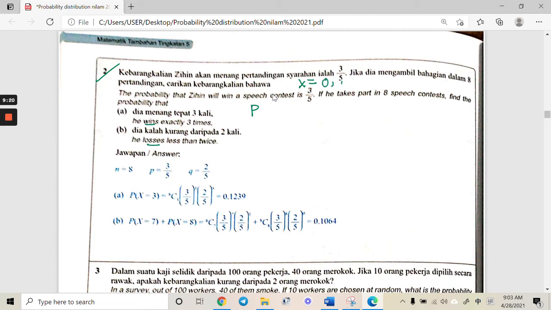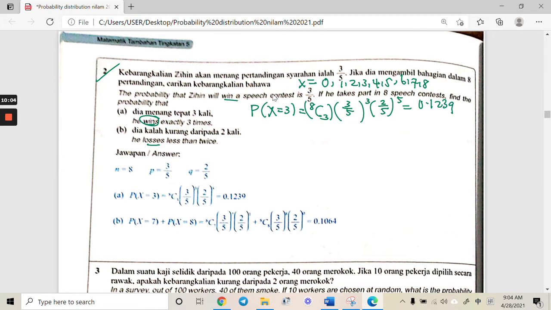So meaning that 0, 1, 2, 3, 4, 5, 6, 7, 8. Try 8 times, so X until 8. Find probability that win exactly 3 times. So meaning that need to calculate probability win exactly 3 times. So P(x equals 3). So n is 8, C, r is 3. Now the problem is p. So p is what? p is probability of winning. So here they say probability will win is 3 over 5. So p is 3 over 5, power 3. Then this one is 2 over 5 because of 1 minus 3 over 5 to get the q here. So 3 here, meaning that need to put a 5 here. Then you key in calculator, you get 0.1239.